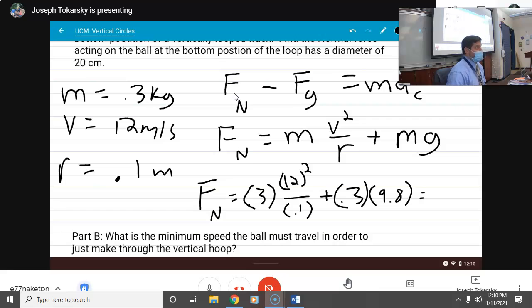No, we want it in kilograms. If it was in grams, we go to kilograms. We always want it in kilograms. Double check. I get up close to 435 newtons.